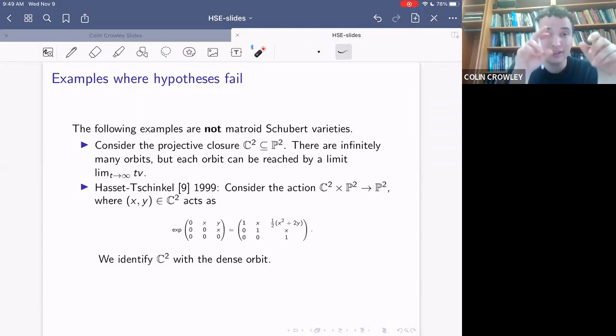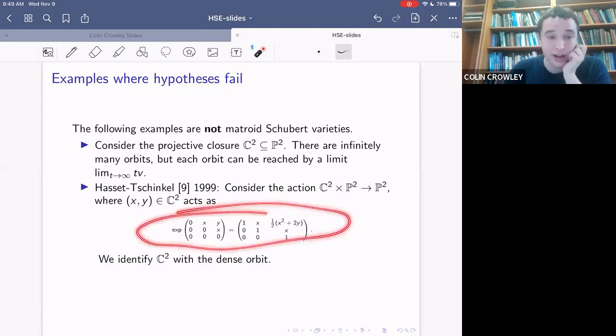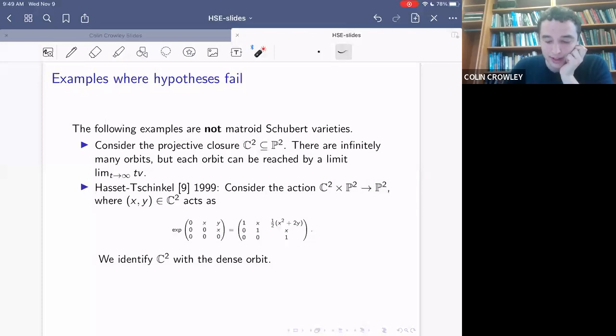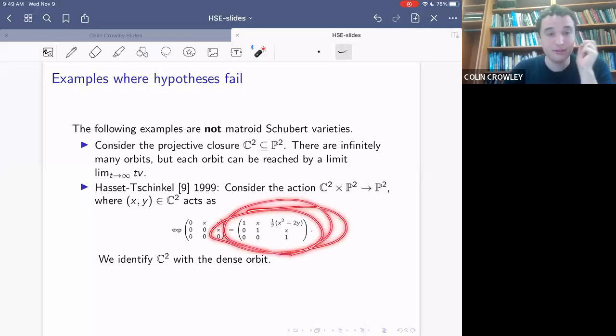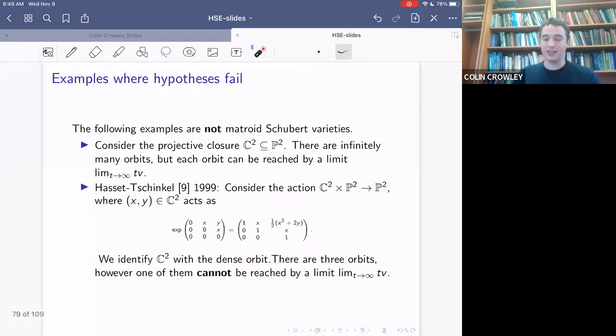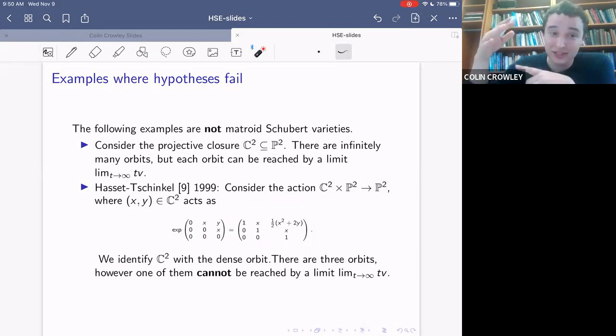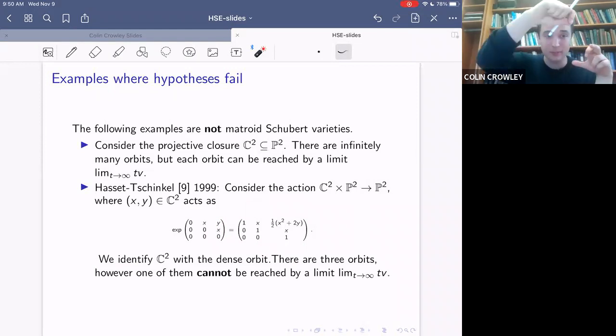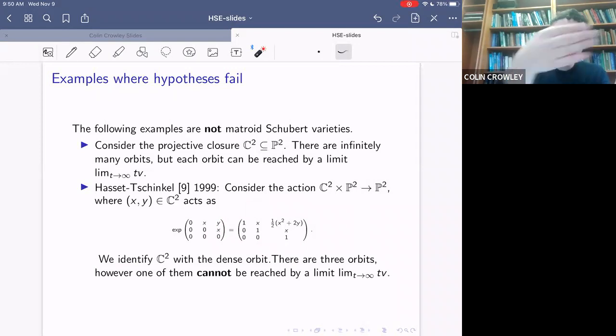And there's also this other action of C^2 on P^2, which, as I understand, is due to Hassett and Tschinkel, where C^2 acts on P^2 via this sort of exponential action. So given a vector (x,y), I write down this matrix. This defines an action with a dense orbit, and we can identify C^2 with this dense orbit. And under this compactification, there are 3 orbits, and one of them cannot be reached by this line. So the one-dimensional orbit in P^2, this is like the boundary line minus a point. To reach this orbit, you have to move parabolically.